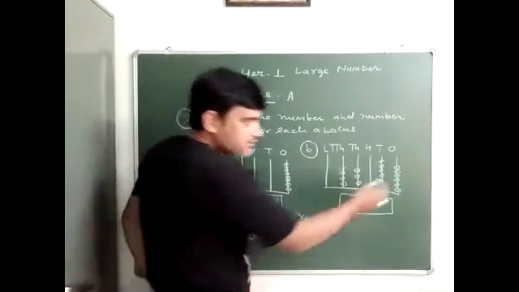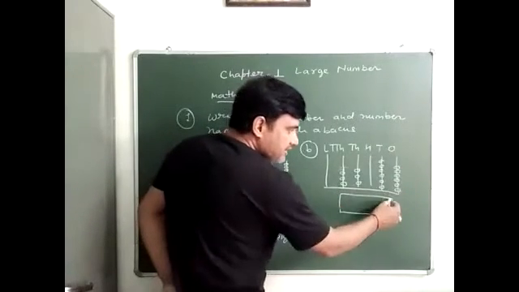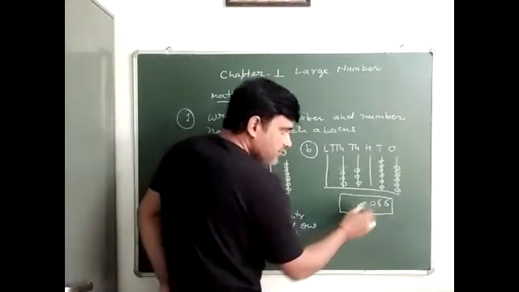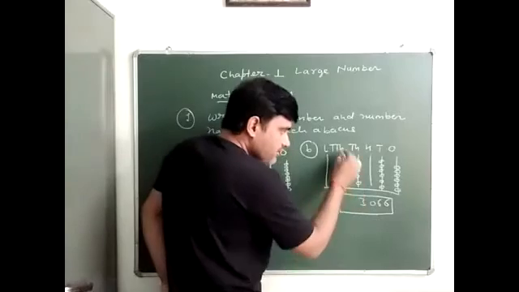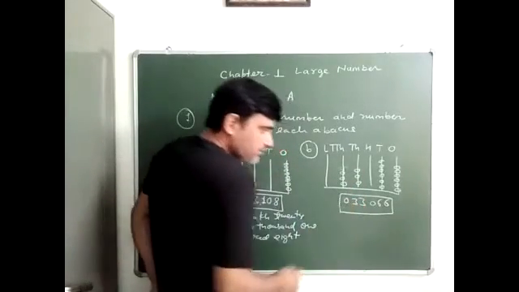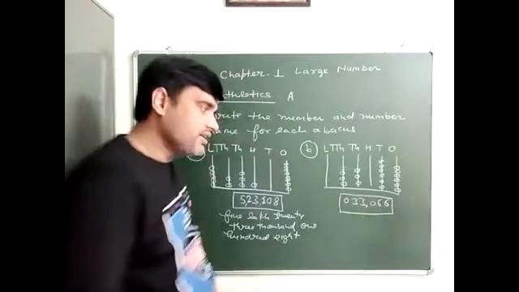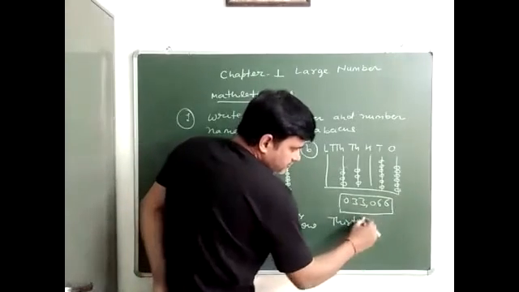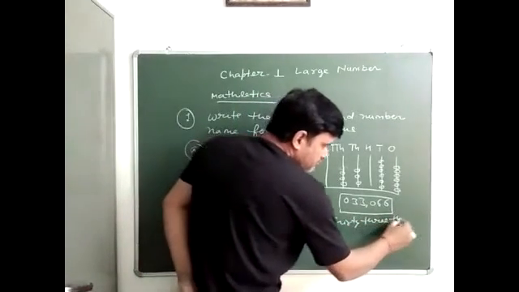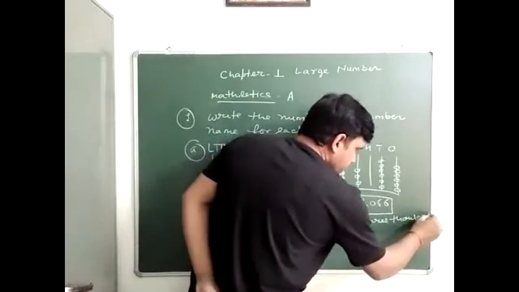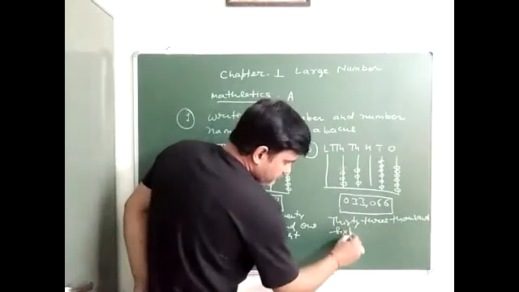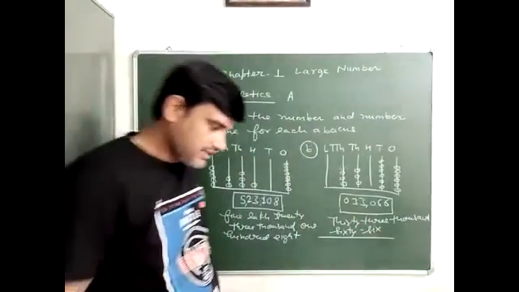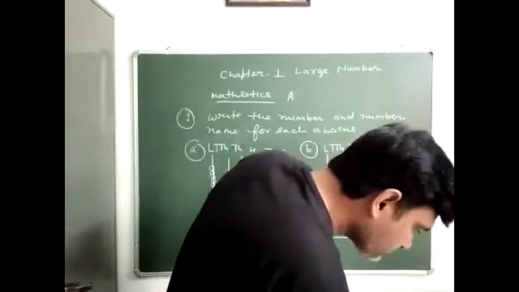B. In question B, 1, 2, 3, 4, 5, 6, 6 circles at ones. Tens position also 6 circles, 100 no circles, we write 0. 1000 position 3, 10,000 position 3, and lakhs 0. Now we write the number name: 33,000, then 66. Okay, understand? Very good.